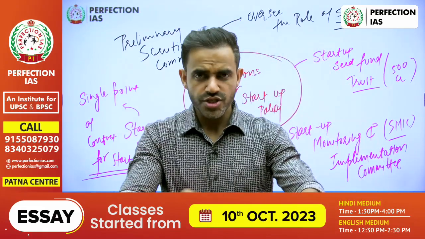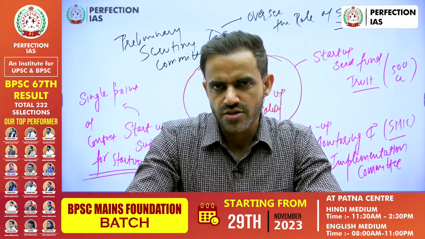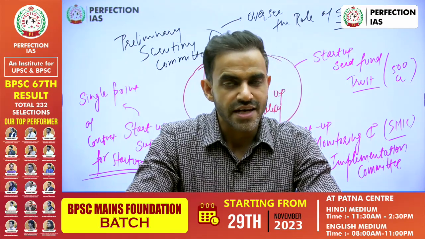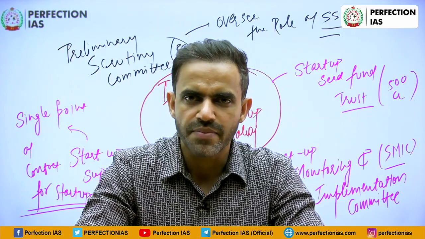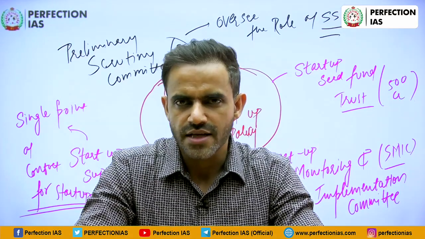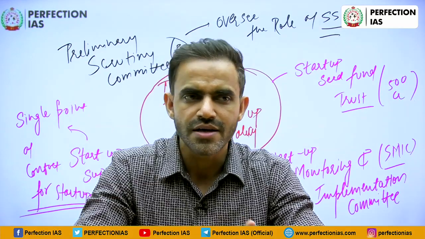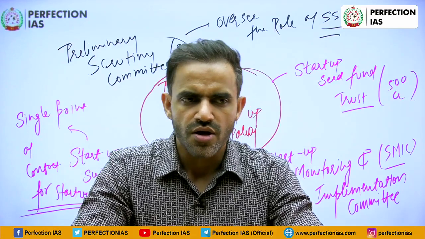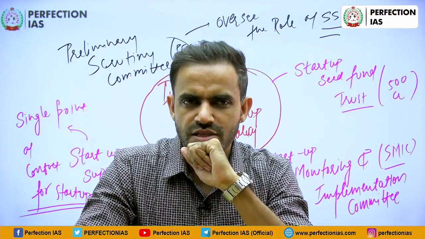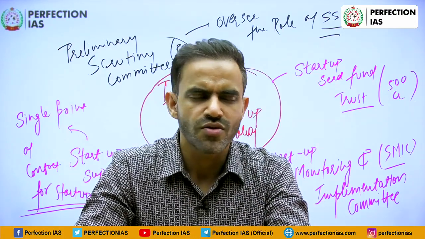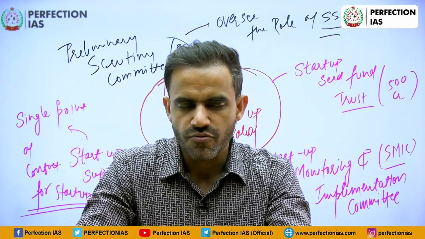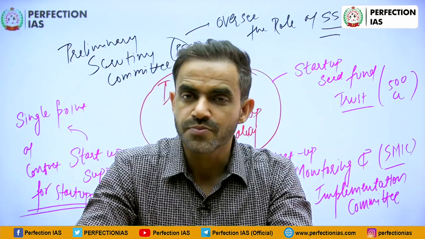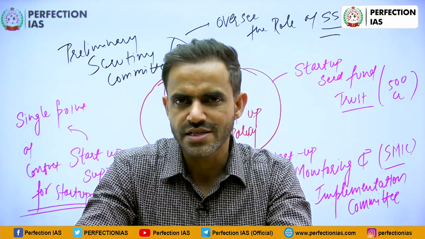So we have discussed 4 institutions. First and foremost is the Startup Seed Fund Trust, a trust set up to provide financial assistance. The fund size is 500 crore rupees. Second is SMIC, the Startup Monitoring and Implementation Committee, which will implement and monitor the entire policy. Third is SSU, the Startup Support Unit, a single point of contact for startups. If any startup company requires any financial or other assistance, they can contact SSU. And whether SSU is functioning properly or not will be monitored through the Preliminary Scrutiny Committee, that is PSC. So these 4 institutions are part of startup policy in Bihar.